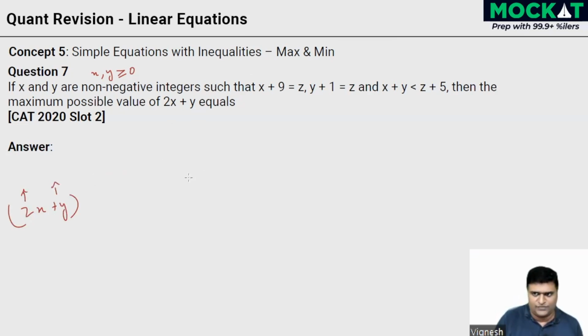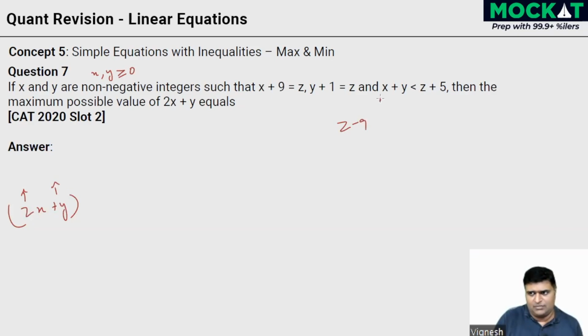Maximum possible values for these. And with this one single inequality, simple inequality given over here, how do we do this? x is equal to z minus 9, right? I'll substitute z minus 9. If x plus 9 is z, x is z minus 9, skipping some steps here.